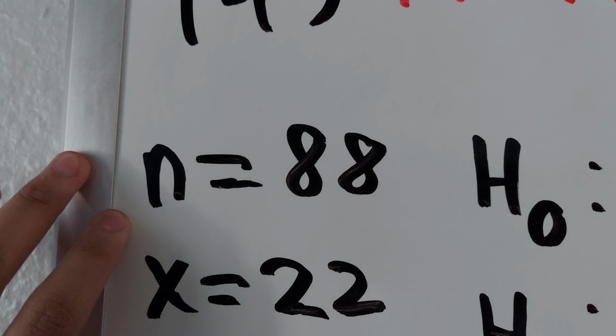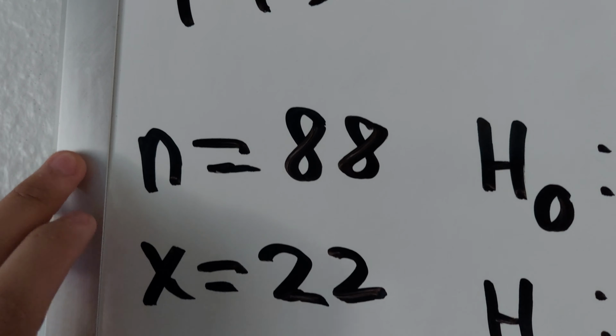We know that n is equal to 88, our x is equal to 22, and our null and alternative hypotheses state that p is equal to 0.31 and p is less than 0.31. And what we want to know is p hat and q. So let's solve for those two.